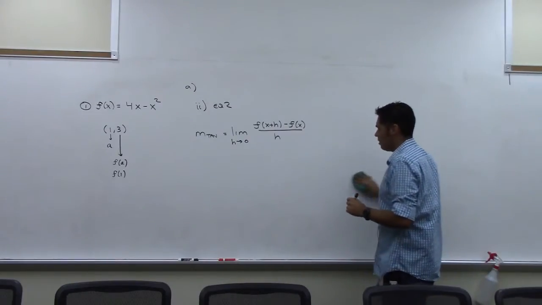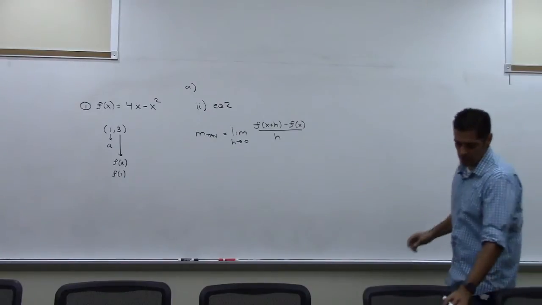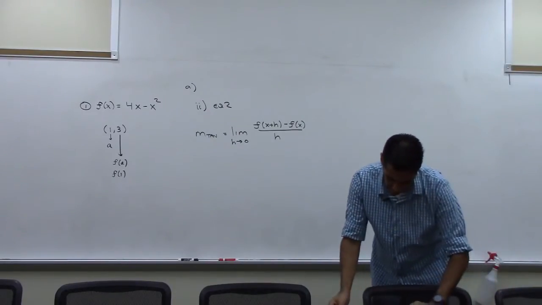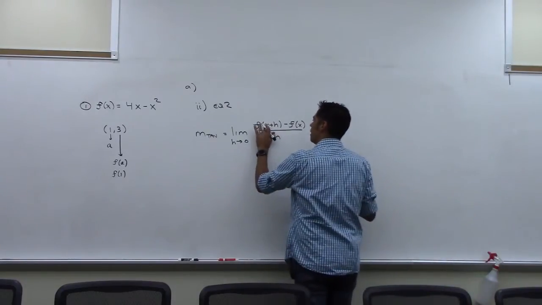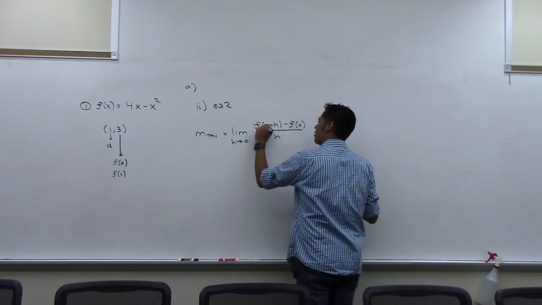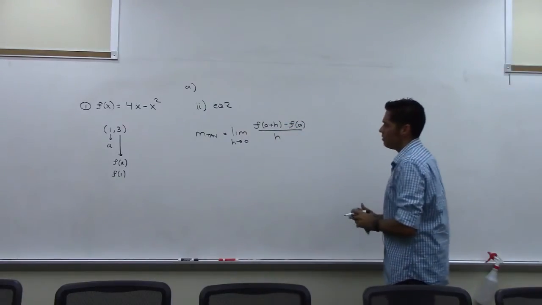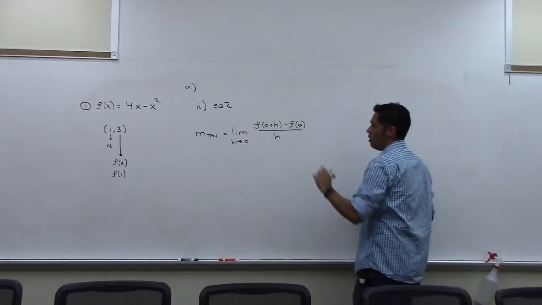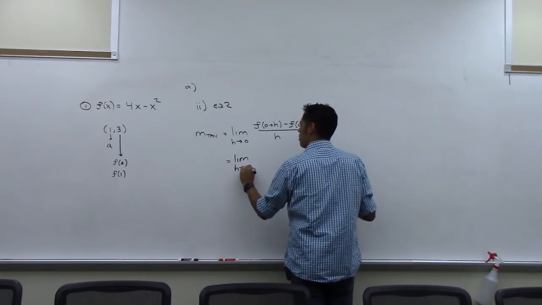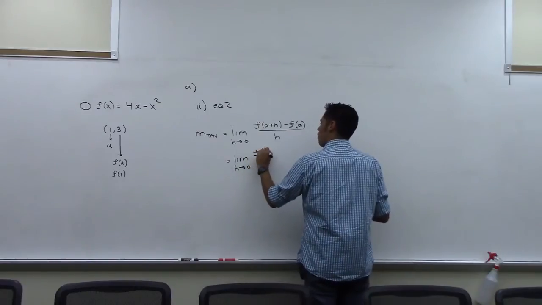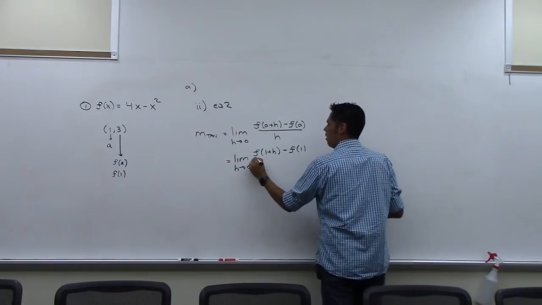I'm sorry, I put x instead of a there, I believe. Hold on. Yeah, f of a plus h. I'm thinking I'm already a section ahead, sorry. There we go. All we're going to do now is remember a is 1, so I'm going to go limit as h goes to 0 of f of 1 plus h minus f of 1 all over h.